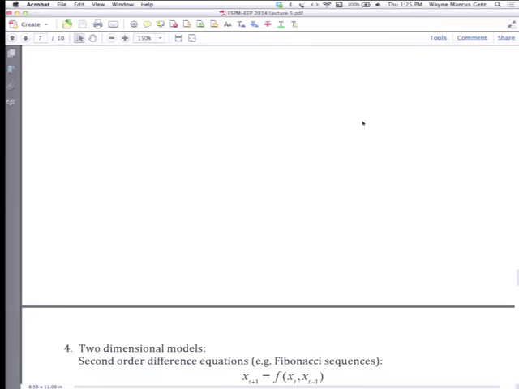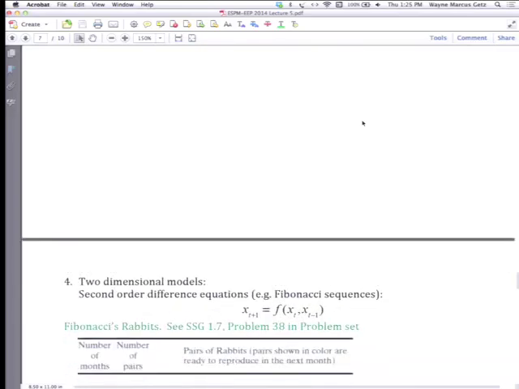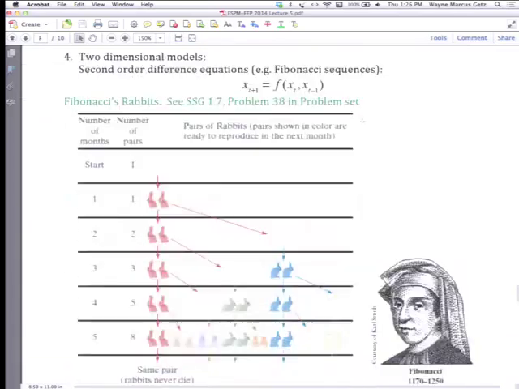So you get models like this where it depends on 2 variables. You also get models like this. X at t plus 1 is some function of x at t and x at t minus 1. So what's happening in the population depends not only on how many individuals there are at this time, but also how many individuals there were at the previous time. So there's a famous mathematician, Fibonacci, who lived in the 14th century, and he posed this problem with rabbits.